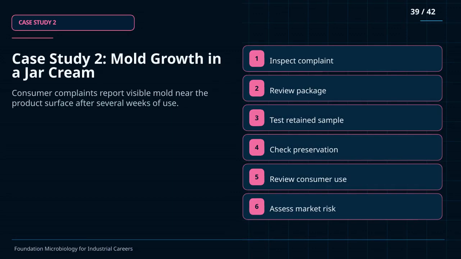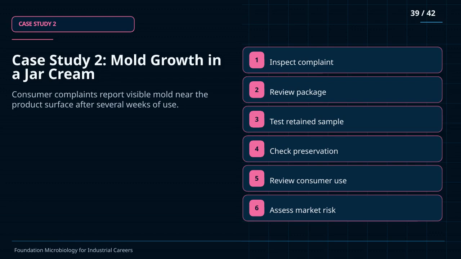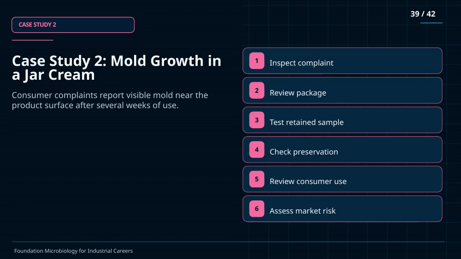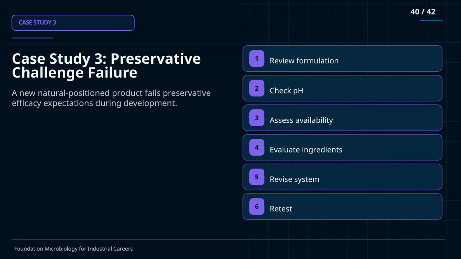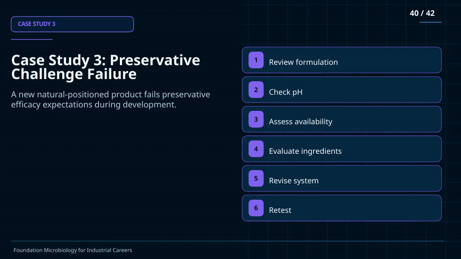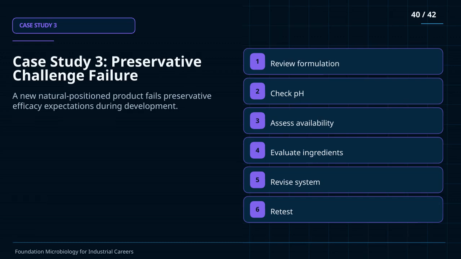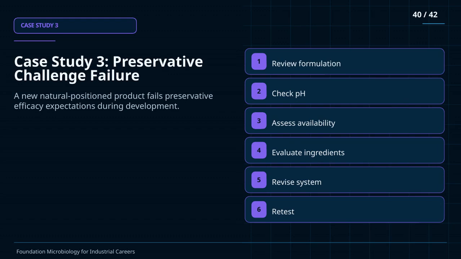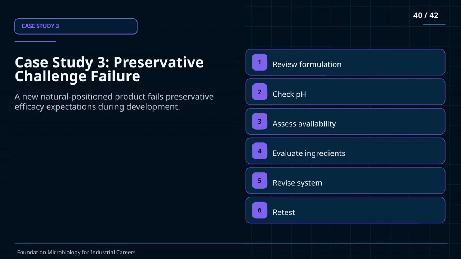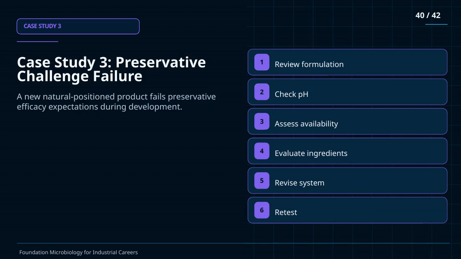In the jar cream mold case, determine whether contamination was present before release or introduced during consumer use. Review packaging design, retain samples, preservative performance, comparable storage, and whether the complaint is isolated or part of a wider market trend. In the preservative challenge failure case, review formulation, pH, preservative availability, ingredient interactions, water activity, and phase distribution before retesting. Improve raw material quality, manufacturing hygiene, or packaging design through a scientifically justified change rather than relying only on a higher preservative level.